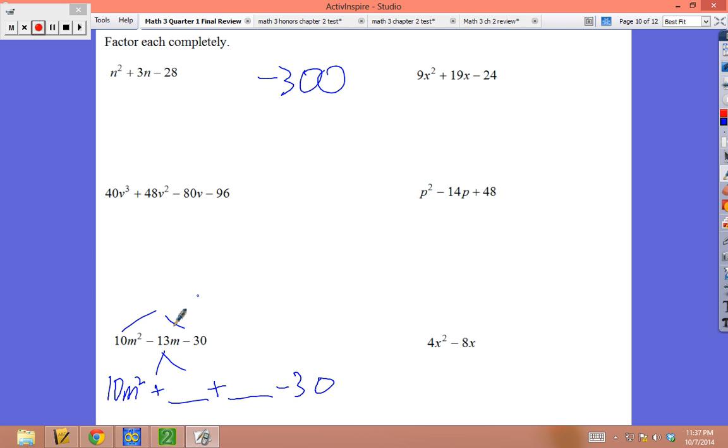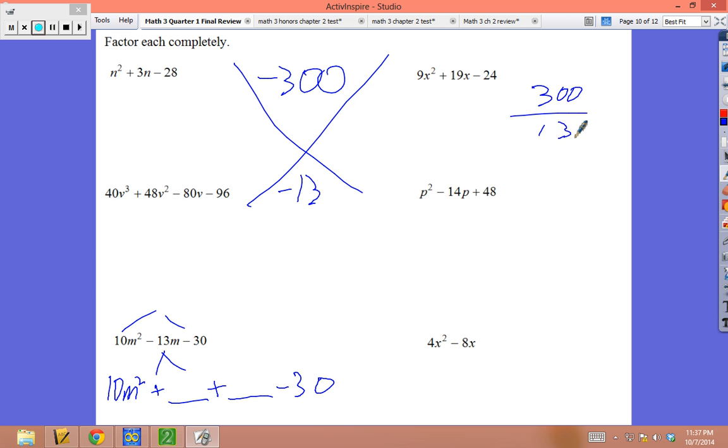But it's got to add and give you negative 13. So it's like this: negative 300 on top, negative 13 on bottom. Times gives you negative 300, adds and gives you negative 13. So 300, start making a list. 1 and 300, 2 and 150, 3 and 100, 4 and 75, 5 and 60, 6 and 50.